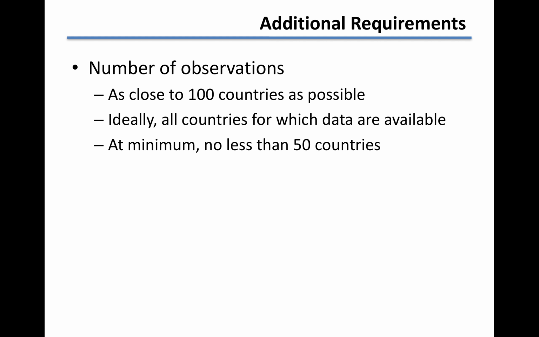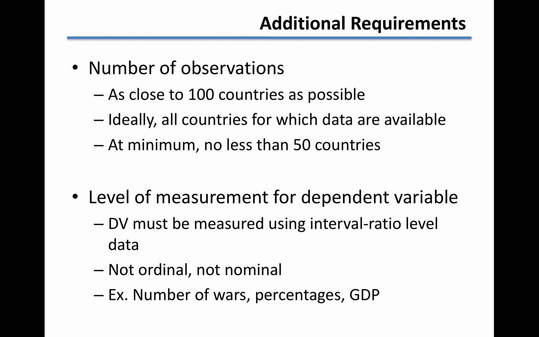You could run the analysis, but you're not really going to find anything. Also, we won't formally cover levels of measurement until week 4, but for the time being, I want you to know that your dependent variable needs to be what we call interval ratio level of measurement. So there are 3 levels of measurement: nominal, ordinal, interval ratio. Your dependent variable needs to be interval ratio.